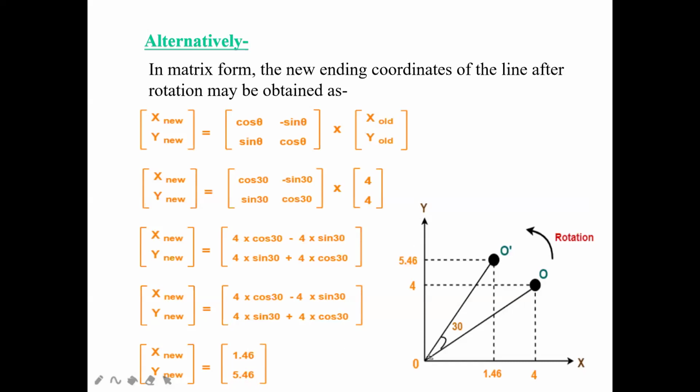Then you have to represent it with a diagram, with the x and y coordinate system. You have to write: if this is my object where 4 comma 4 was here, x value 4 and y value 4, but after rotation the x value became 1.46 and the y value became 5.46, and the angle is 30 degrees. So in this way you have to write your answer.